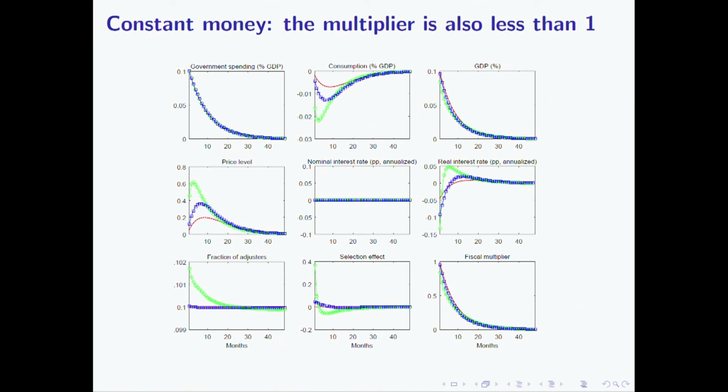And again, here is an artifact of the movement of the price level. Notice that here prices jump on impact in response to the shock, but in the long run they converge back to the original price level because money is constant.